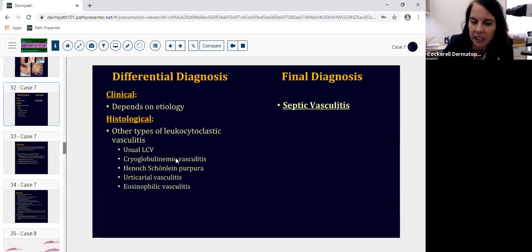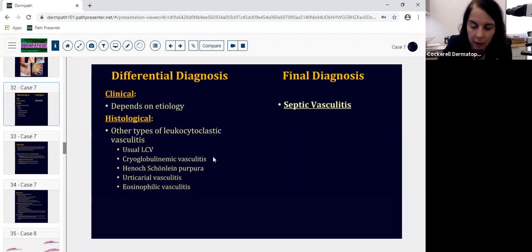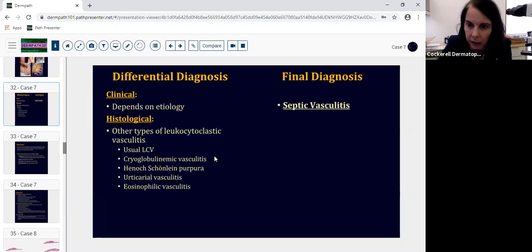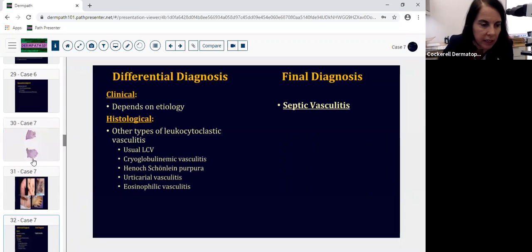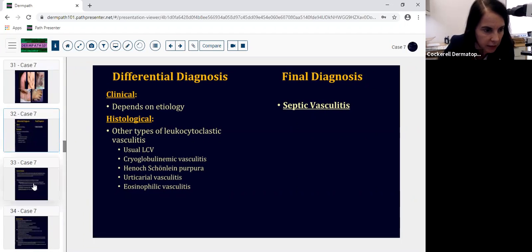Typically with cryoglobulinemic vasculitis, you'll see PAS positive material in the vessels. But you definitely need clinical history. Do they have cryoglobulinemia serologically? This was a septic vasculitis, most likely Neisseria meningitidis, a meningococcal entity. Hold on one second, let me get to the next slide.